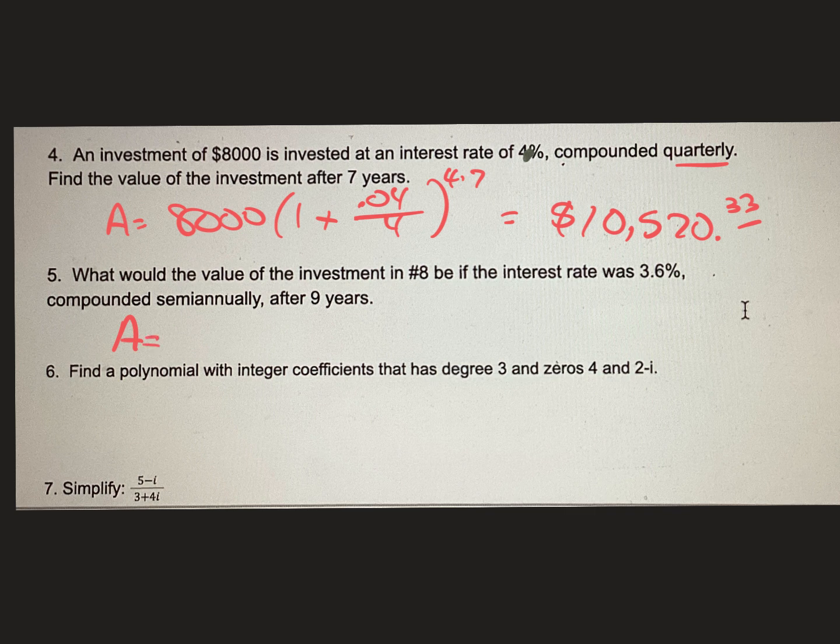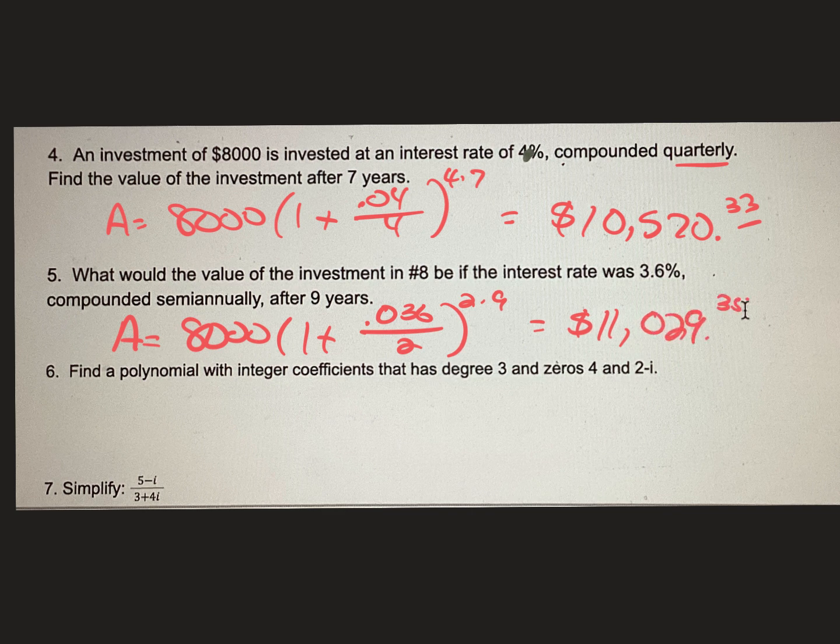So I'm going to go. The final amount would be still starting with 8,000. Still have the 1. Now my interest rate is 3.6%, even lower. N is how many times a year? So semi-annually, that's twice a year. My exponent is going to be 2 times 9 or 18. Remember, the exponent is n times t. Let me punch that in. And I'm getting $11,029.35. Looks good. Now we go to review.